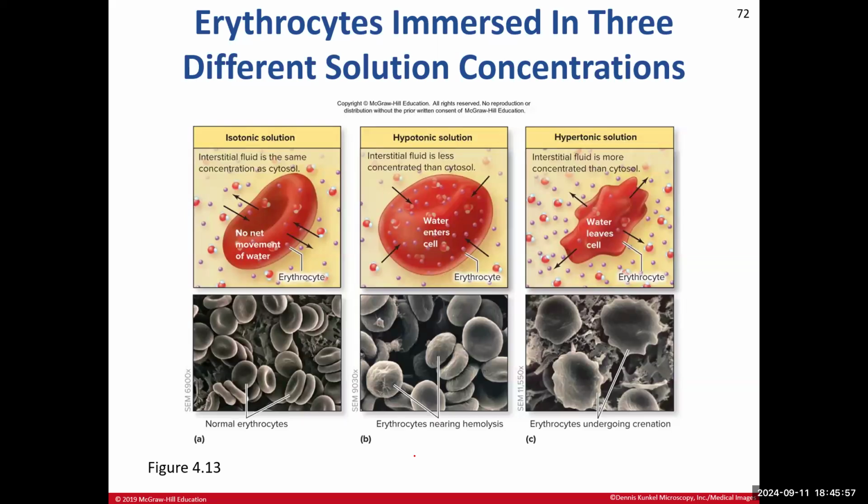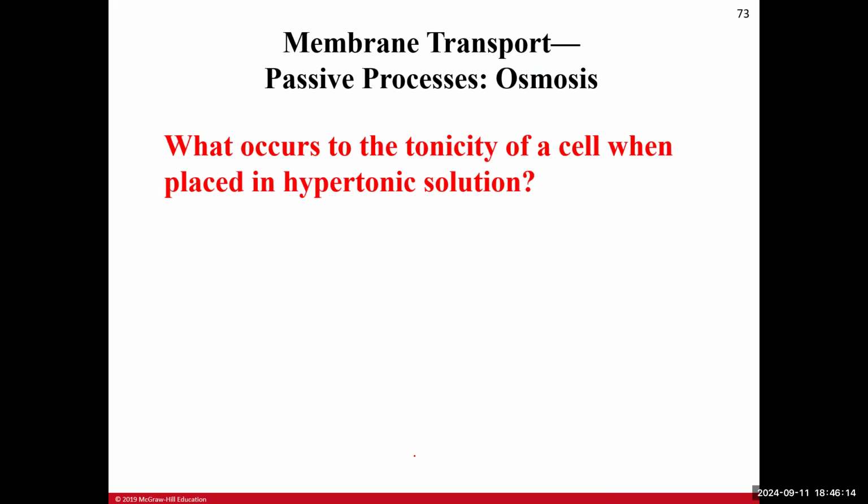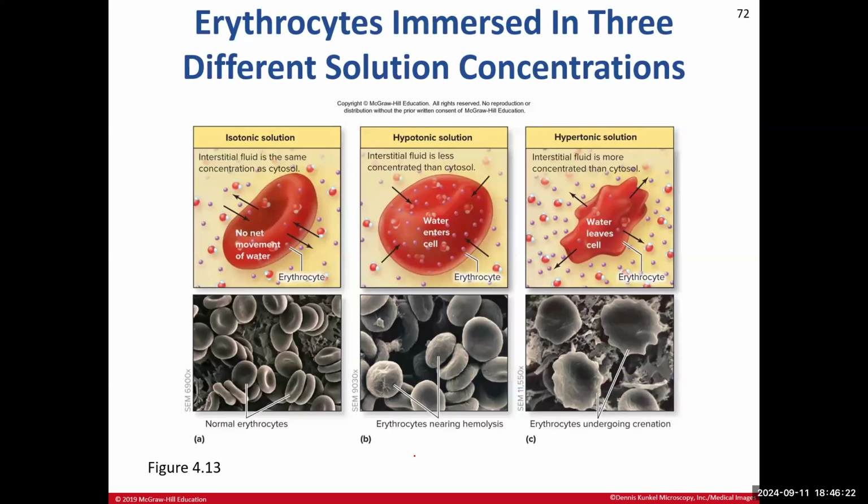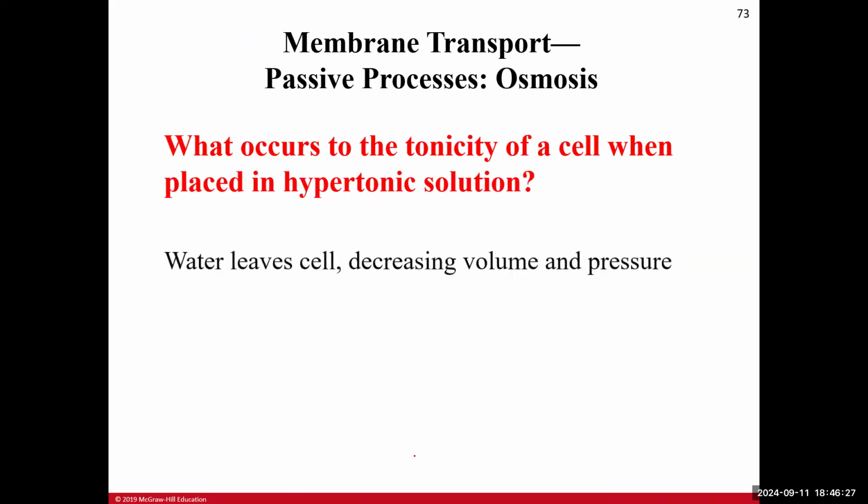And then finally, we have our hypertonic solution. Lots of solutes outside the cell and not too much inside the cell. So water is going to go to where there's more solutes. And so it leaves the cell, and the cell starts to shrink. So what occurs to the tonicity of a cell when placed in hypertonic solution? There you go. There's your hypertonic solution there. Okay, so that's what you're going to see. You're going to see water leaving the cell, which causes a decrease in the cell volume, which causes a decrease in the pressure inside the cell, causing it to shrink.